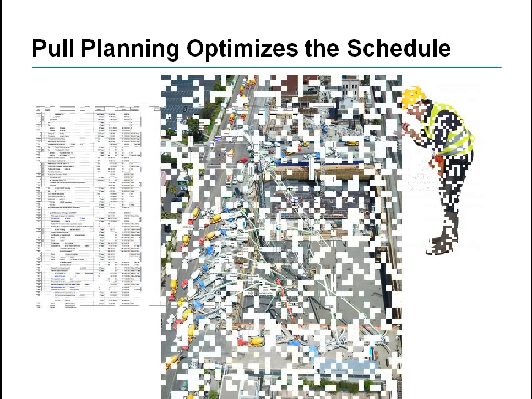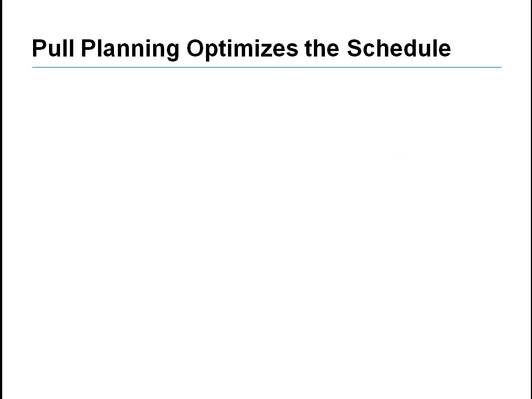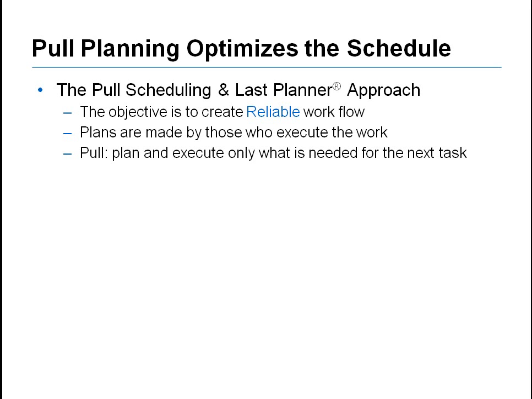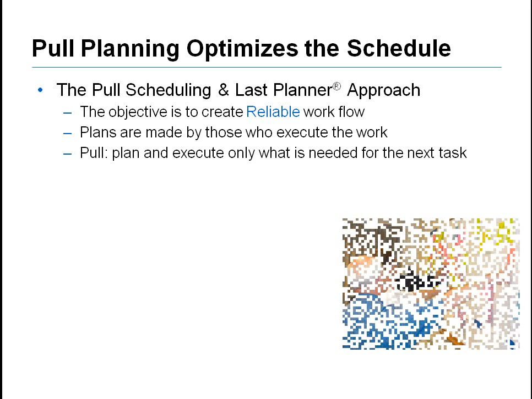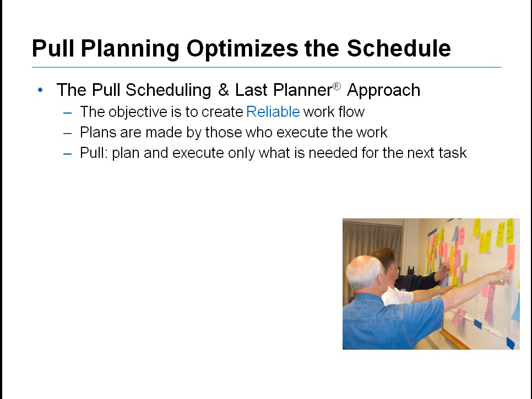The lean approach using the last planner system involves the trades in the planning effort, with the end result being more reliable schedules. Workflow is smoothed out by having those who are doing the work collaborate together to develop schedules in milestone pull planning sessions and weekly work planning sessions. The picture to the side shows a typical pull planning session, usually done with post-its on the wall, where foremen make commitments to one another on what can be done.